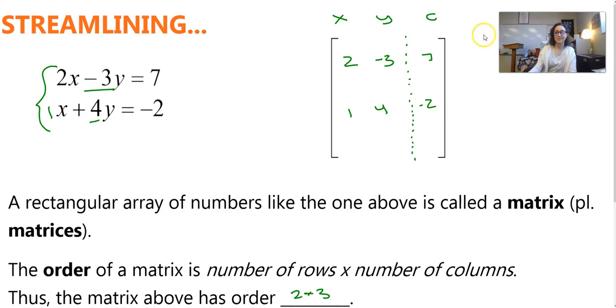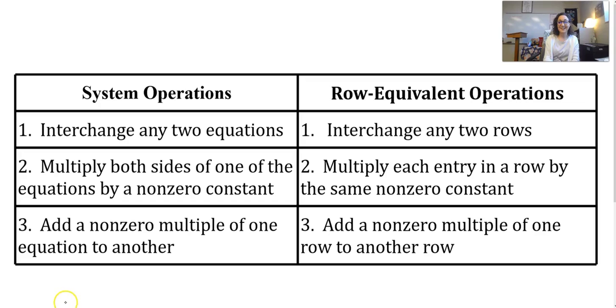The difference here is this is called augmented. You have this dotted line to show where your constants start. So I'm going to take that system, change it to an augmented matrix, but basically I'm going to be doing the same algebra that I was doing earlier. Earlier we said I'm allowed to interchange any two equations. It doesn't matter which is on top or which is on bottom. Same thing for my rows. I could switch which is on top and which is on bottom anytime I want.